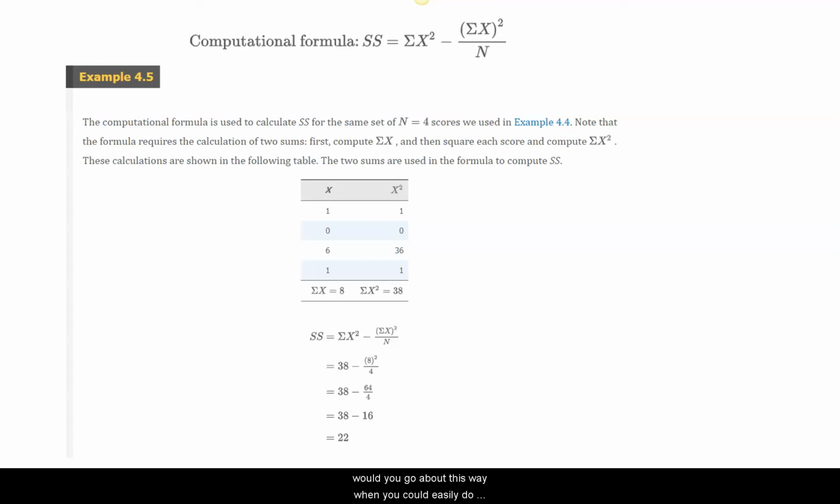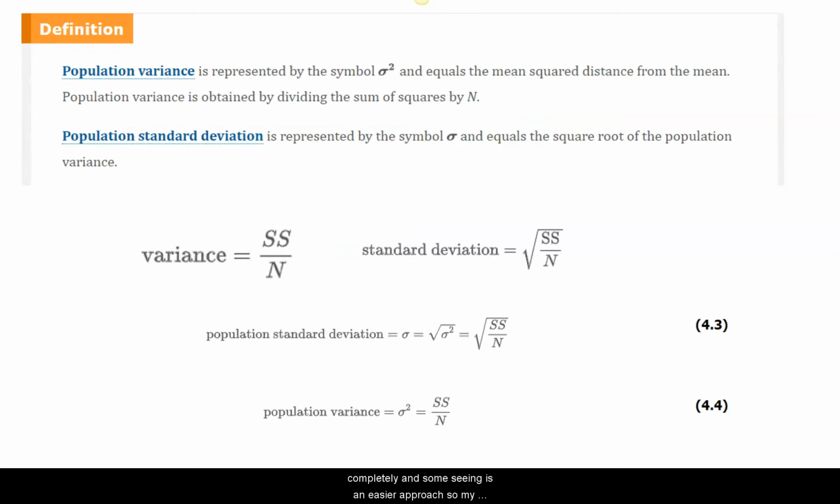Now, why would you go about this way when you could easily do what we call the definitional formula? The chief benefit here is that if we have a mean that's 2.17 or 6.03 or something like that, it becomes harder to deal with the mean, subtracting from each number and then squaring it. This allows us to get around that, to circumvent it completely, and some see it as an easier approach.